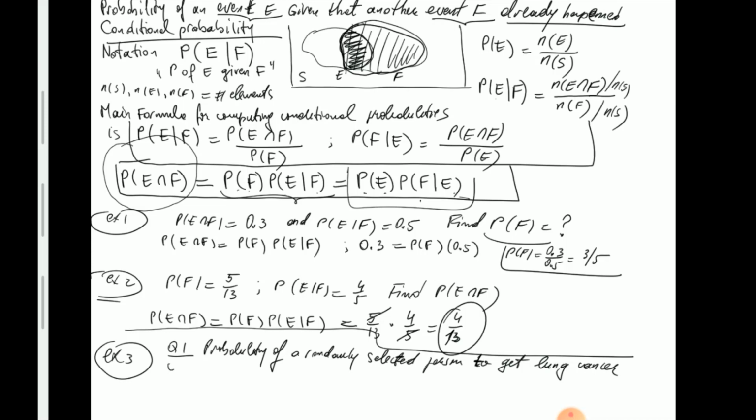And then the second question, the probability of a randomly selected person to get lung cancer in his or her life if he or she is a smoker.